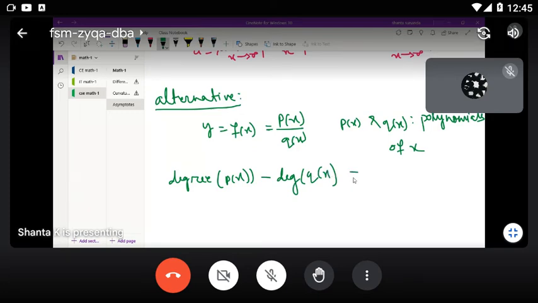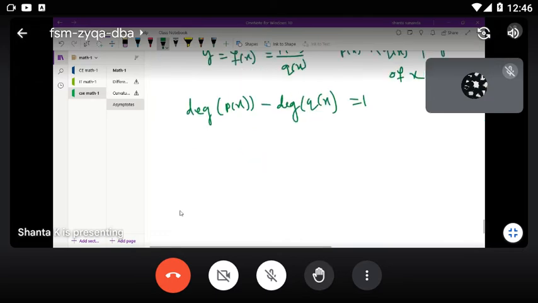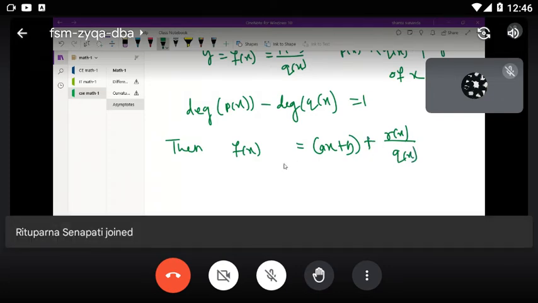Okay, equals to 1 exactly. If you go for the higher thing, that will be different. So what I'm saying is degree of Px minus degree of Qx is 1. Then you can divide Px by Qx. Then this f(x), if you divide, you can write f(x) as (ax + b) plus R(x) by Q(x). Okay, so this way you can write.